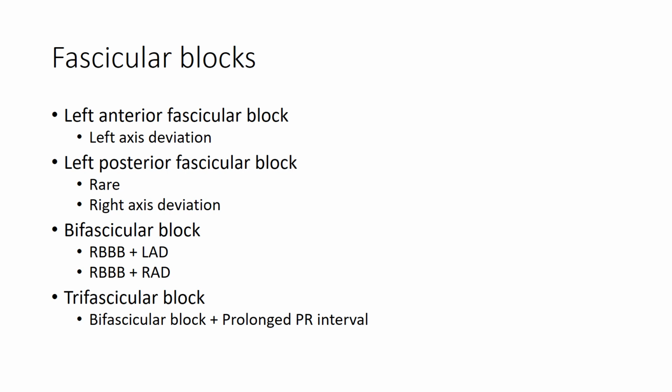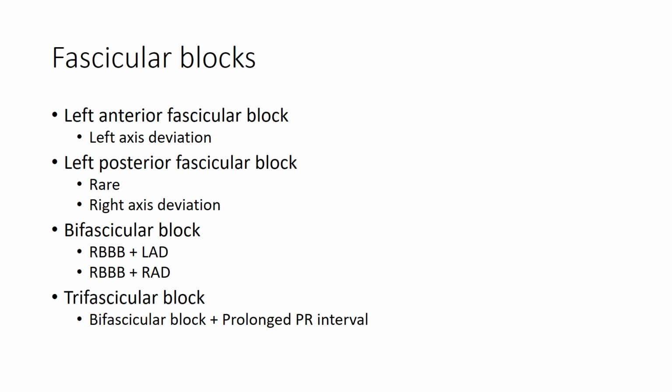As far as the fascicular blocks are concerned, left anterior fascicular block is manifested on the ECG by merely left axis deviation. Left posterior fascicular block, although very rare, is reflected on the ECG in the form of right axis deviation, and right bundle branch block usually is not supposed to cause any axis deviation.